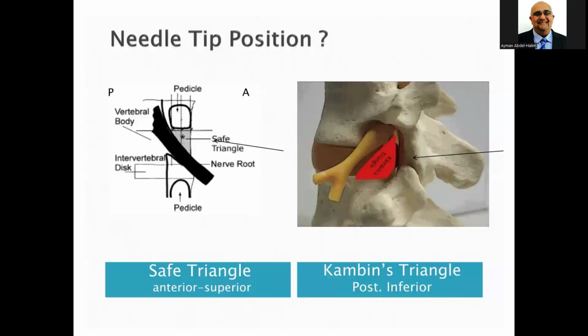Well, you can go through what we call the safe triangle, or you can go through the transforaminal, what we call the Kambin triangle. The safe triangle is above the nerve root, while the Kambin triangle is below the nerve root. It depends on your comfort level. Whatever is more comfortable to you, go ahead and proceed with.